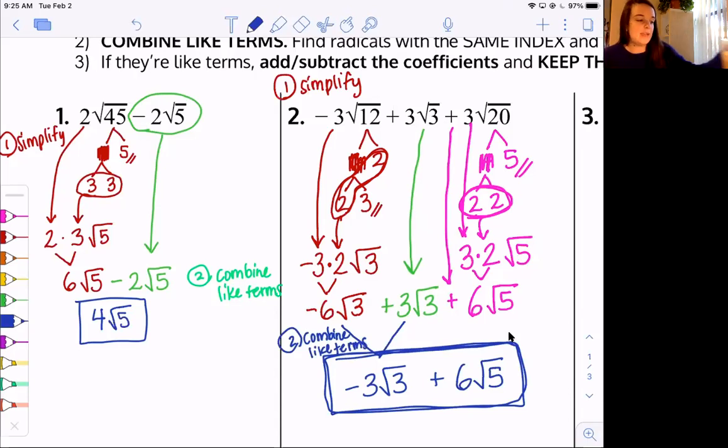I want you to put in your own words, we're going to do another type and wait. Why are we not allowed to combine these? What tells me that I'm not allowed to combine these? So type your answer.